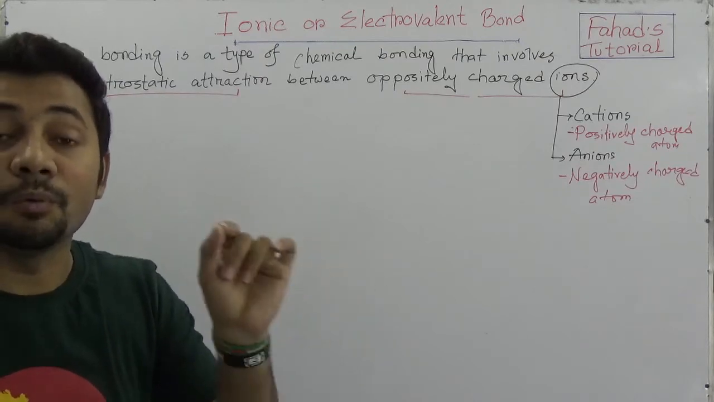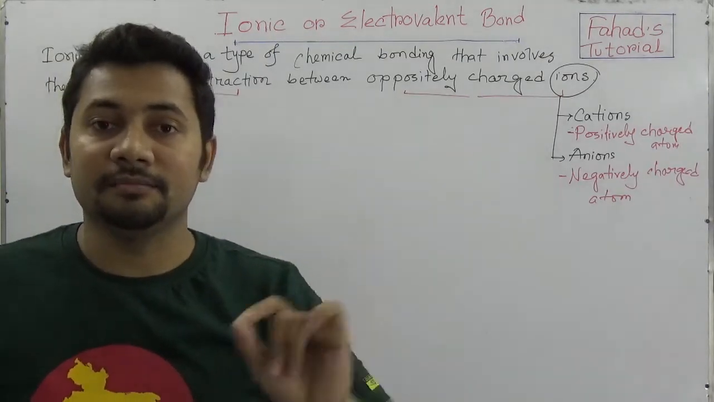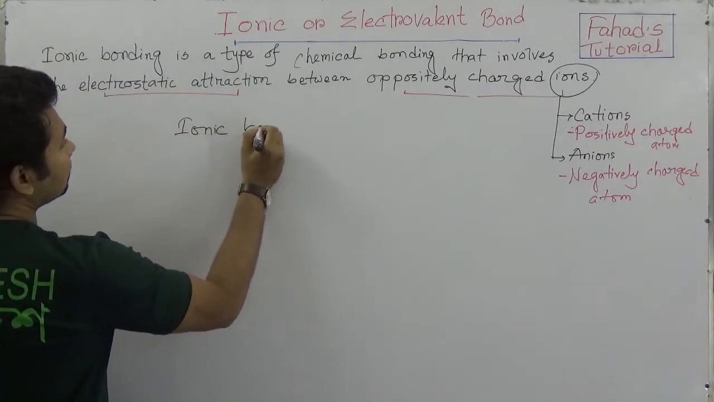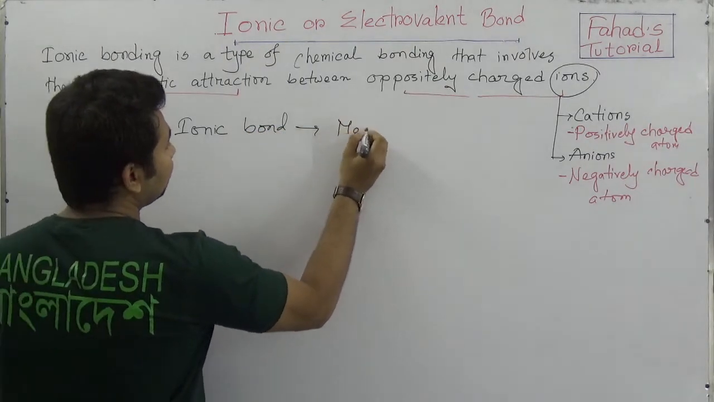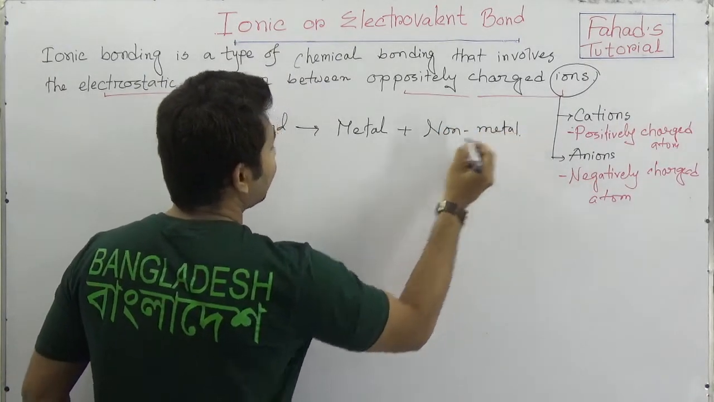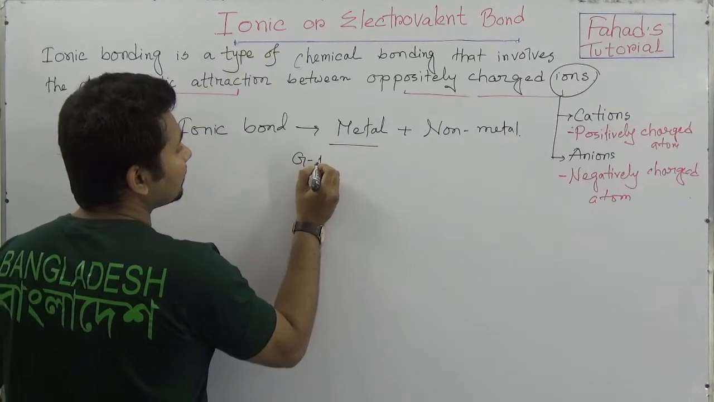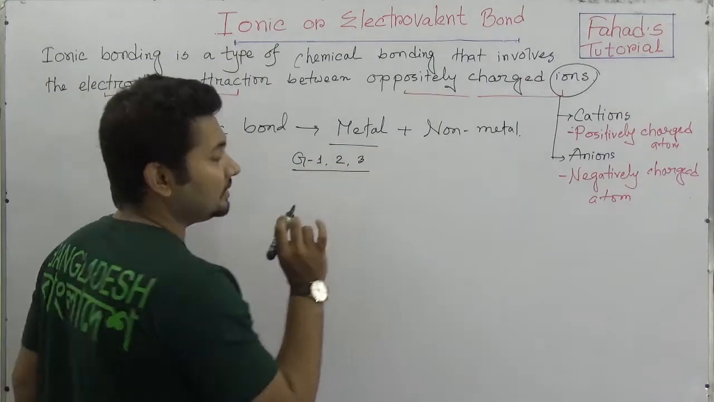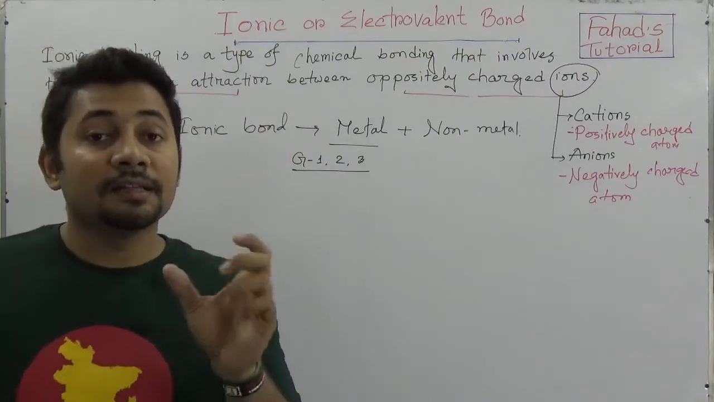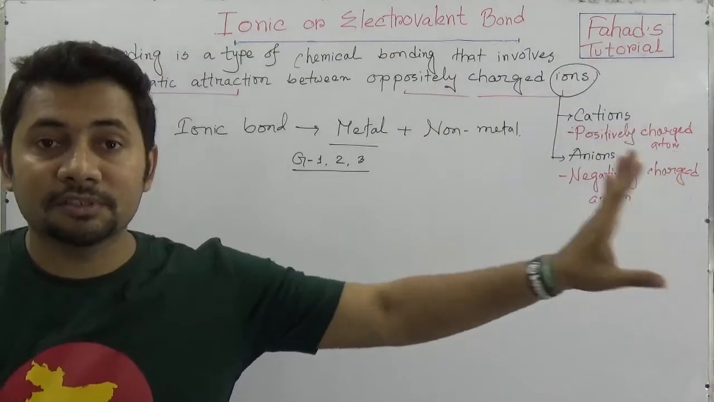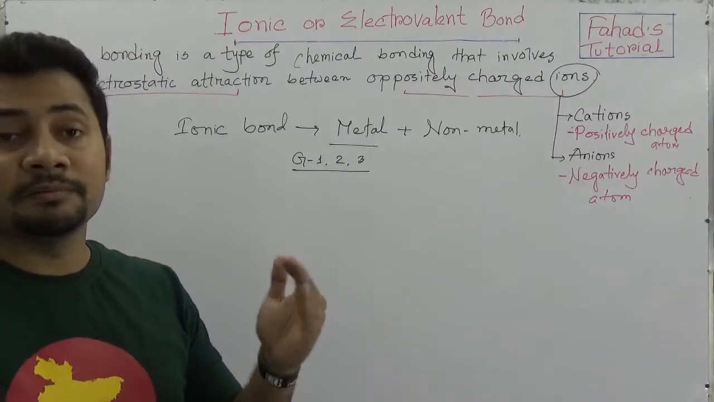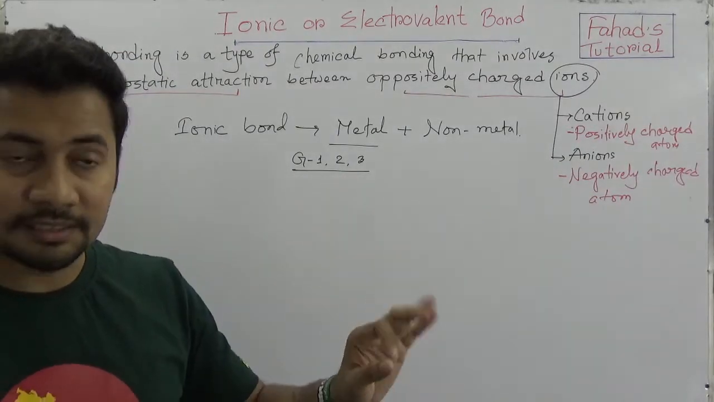which is the main type of bond between metal and non-metal. This is very important: an ionic bond forms between a metal and a non-metal. Why? Because group numbers 1, 2 and 3 are called the metal groups. As you know, in the periodic table the leftmost groups are metals, and the rightmost groups are non-metals, except the inert gases like group number 18. So group numbers 15, 16 and 17 are mostly non-metals.